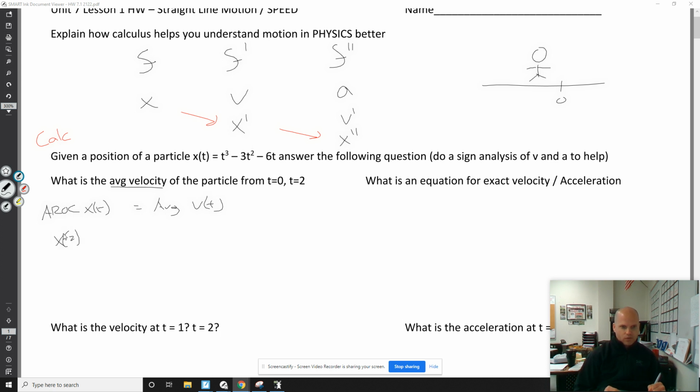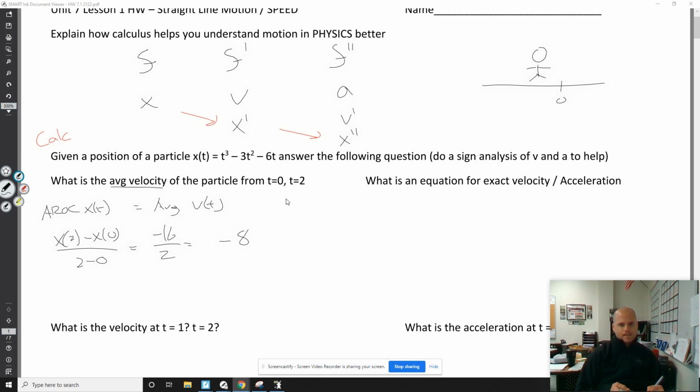So I need x of 2 minus x of 0 over 2 minus 0, just like what we did in class. 8 minus 12 minus 12 is 8 minus 24, which is negative 16, over 2, which is negative 8. And it's meters per second or whatever. I don't even tell you what it is. Units are not that important in this class.